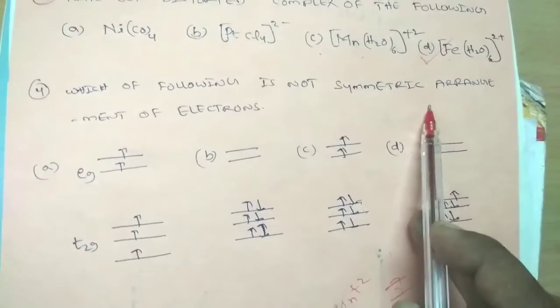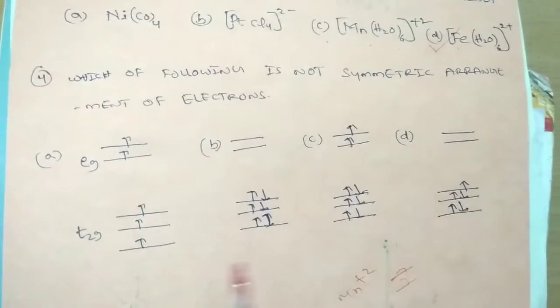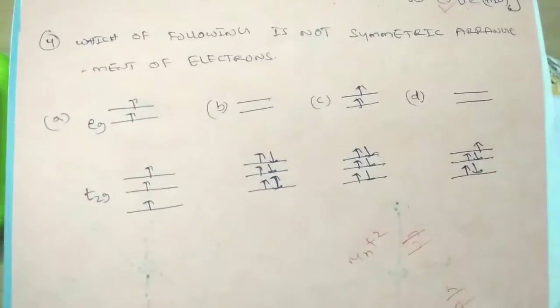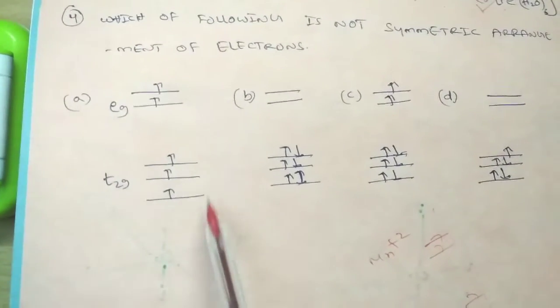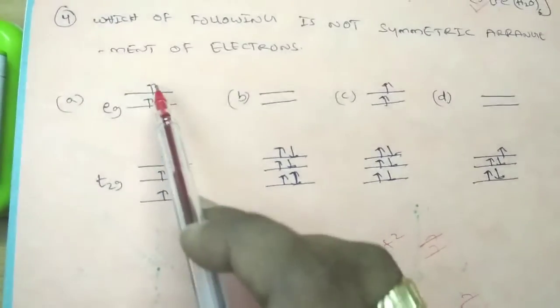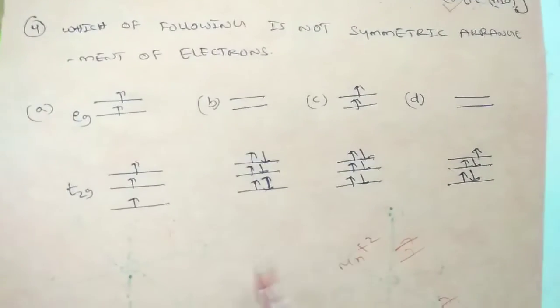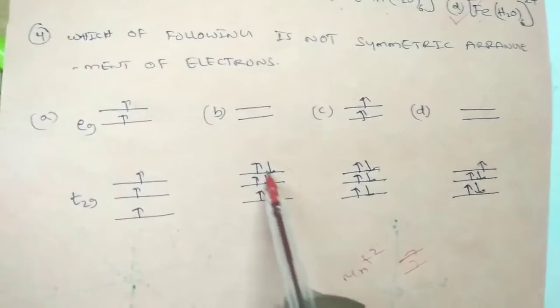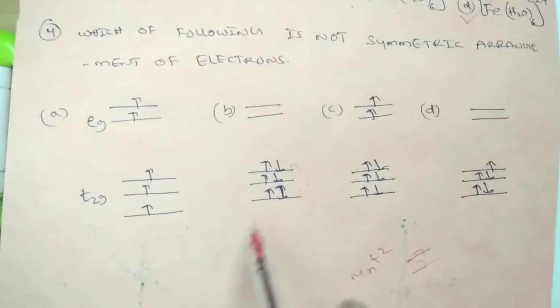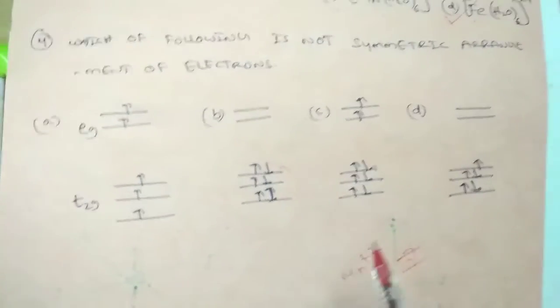Let us see the last question. Which of the following is not a symmetric arrangement of electrons? Already we discussed what is asymmetric, what is symmetric. See here, equally distributed, uniformly distributed. This is symmetric. It is also symmetric. See here, t2g orbitals are filled in a uniform manner. So all are equally distributed. This is also symmetric. This is also symmetric.